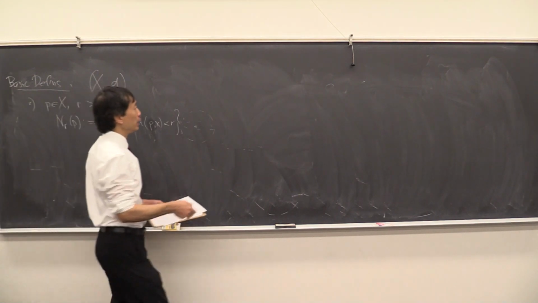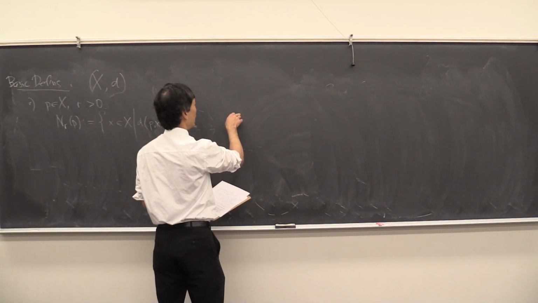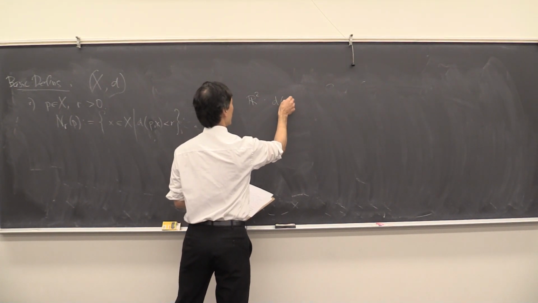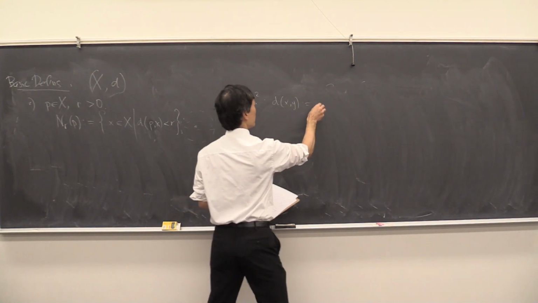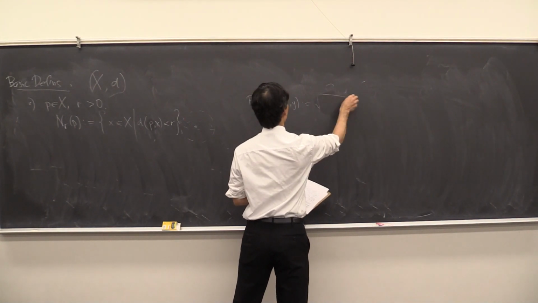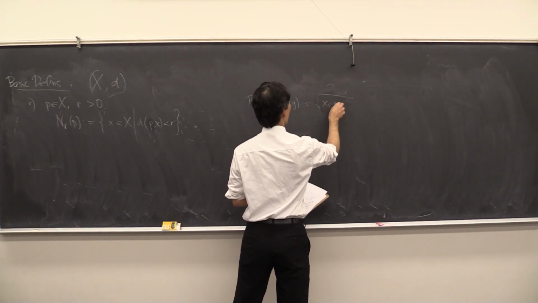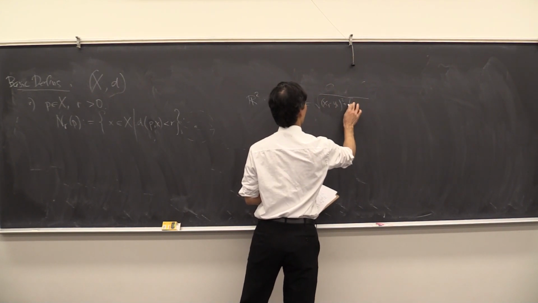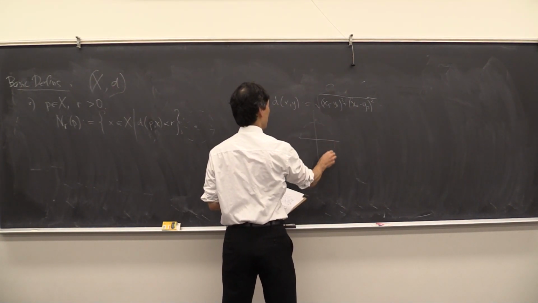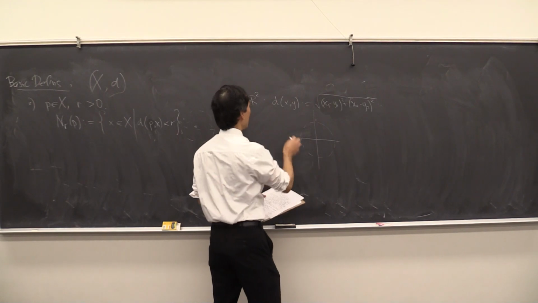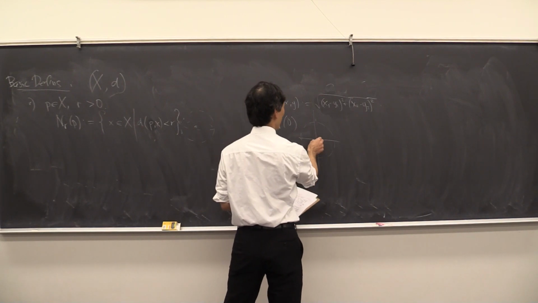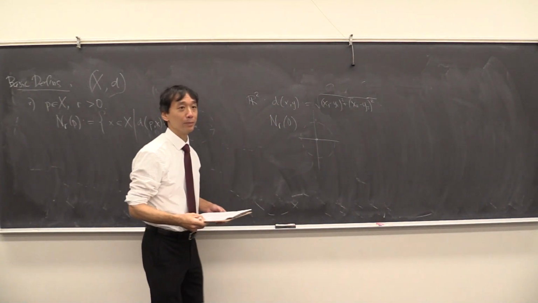So in the normal sense, if I define distance in R2 as the distance between two points being the square root of x1 minus y1 squared plus x2 minus y2 squared, then if I were talking about a neighborhood of radius r about the origin, it would look something like this.